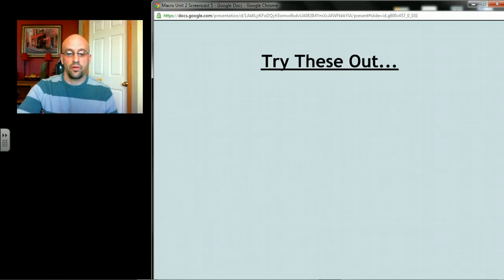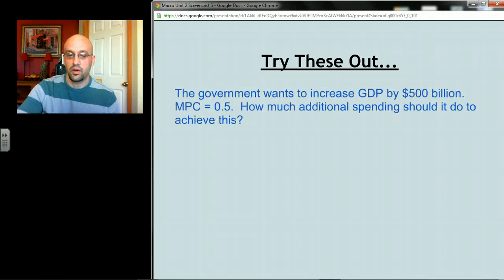Try this little quirk, just a slight little quirk. Let's say the government wants to make GDP go up by $500 billion. Let's say they know how much they want GDP to go up. And let's say they know that everyone's MPC is 0.5. How much money are they going to have to spend to get GDP to do that? Pause it and then come back.